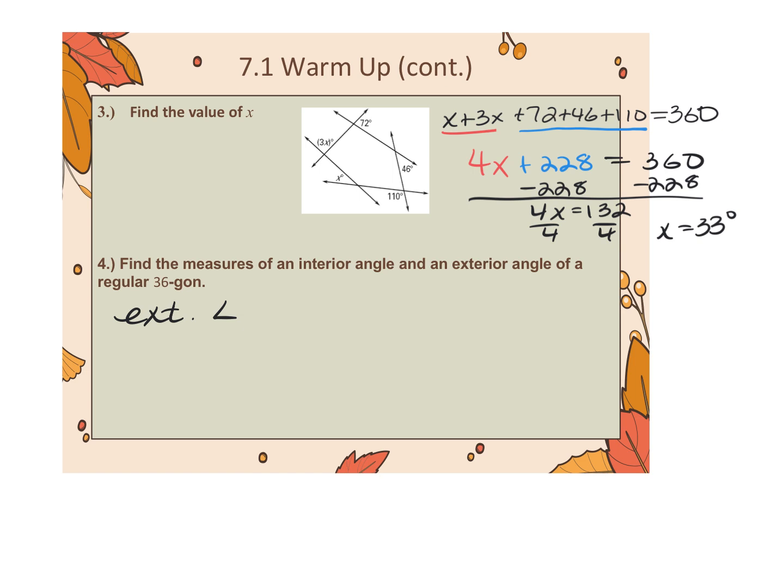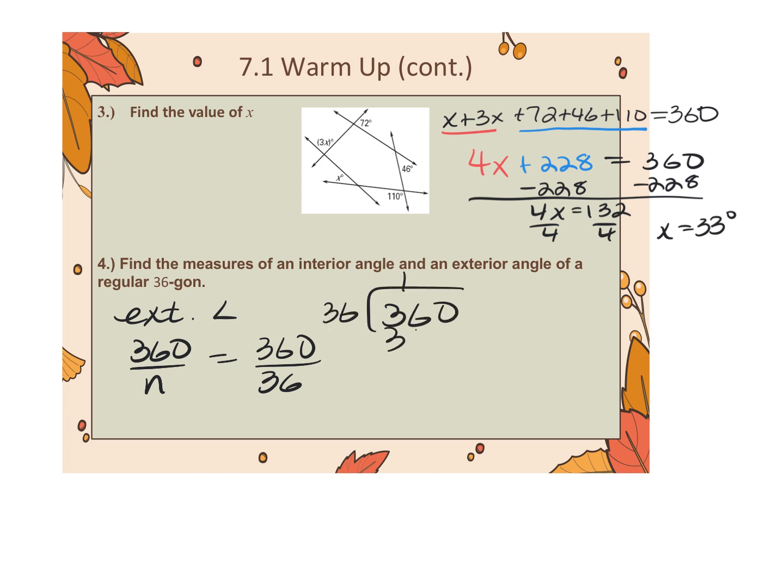So all I have to do is use the formula 360 divided by n, and my n value is 36. So 360 divided by 36. I put 360 in the box, 36 goes in here once, bring down the 0. So it would be 10 degrees for the exterior angle.